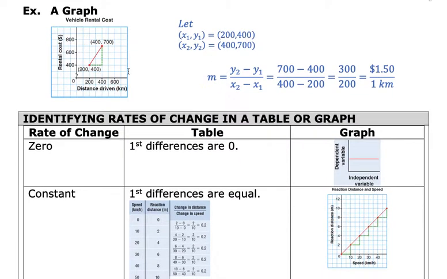Now, as a graph, using point 1 on the left, as we said, is 200, 400 in this case, and the point on the right, that's 400, 700, then we can use our slope formula. And the change in height, which is 700 minus 400, divided by the horizontal displacement. So we have 400 for x2 and 200 for x1. So that difference is 200.